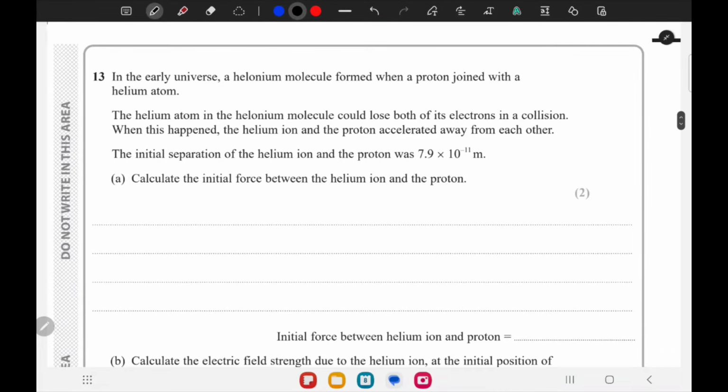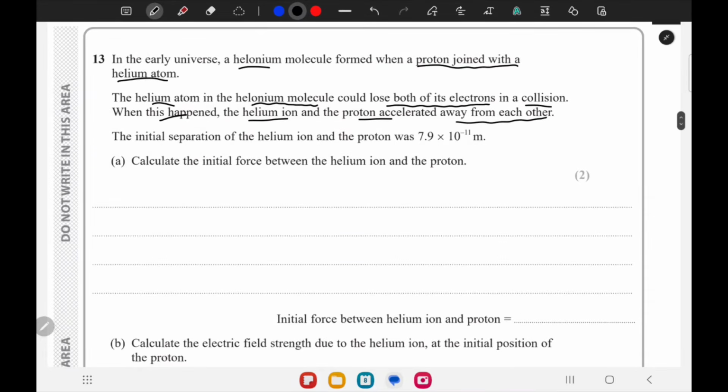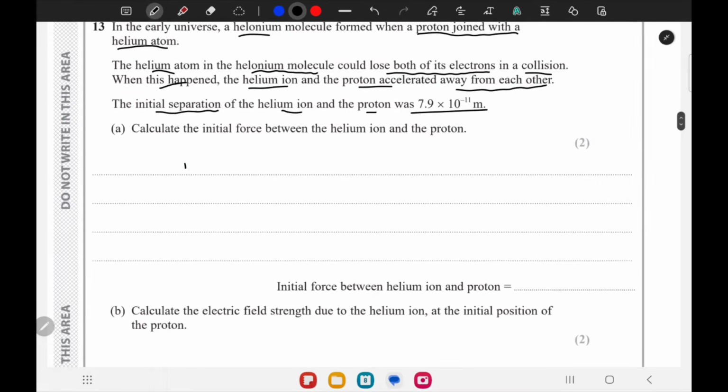Now moving to question 13, we're given that a helium molecule formed when a proton joined with a helium atom. The helium atom in the helium molecule could lose both of its electrons in a collision. When this happened, the helium ion and the proton accelerated away from each other. The initial separation of the helium ion and the proton was 7.9 × 10^-11. We have to calculate the force.